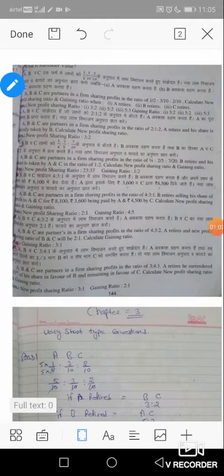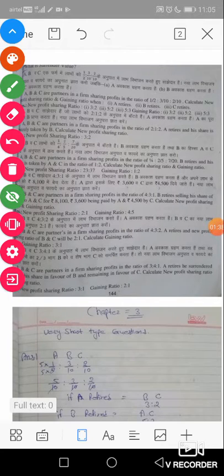In the second situation there are various methods to find the new ratio, but in this chapter there are only two methods to find the new P and L ratio at the time of retirement or death. The first ratio is too easy and there is less chance of a question in the board exam. The second method is more important, and one numerical from it was asked in the board exam 2017. So we will start our first numerical of chapter number three, very short type.